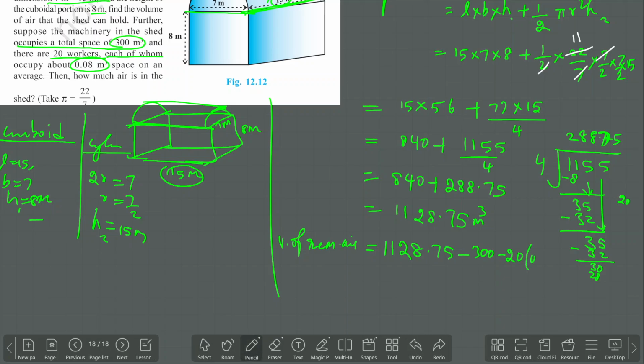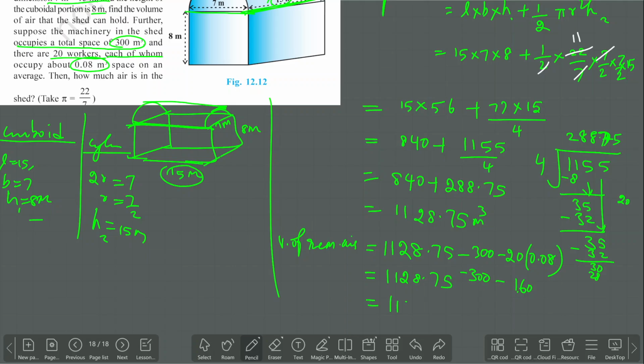One person occupied 0.08 meter cube. Multiply each other. First this 20, you multiply. 2 8s are 16, 120. After 2 digits, put the point, 1.6 you will be getting. Here we have 300 and this will be as it is. 1128.75. Add this together and subtract.